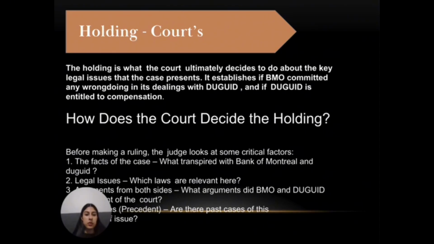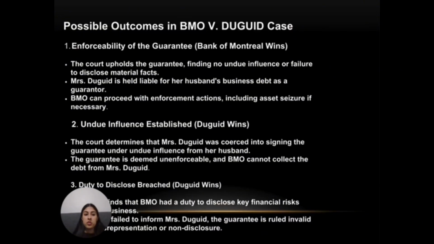The holding is what the court ultimately decides to do about the key legal issues that the case presents. It establishes if BMO committed any wrongdoing in its dealings with Duguid, and if Duguid is entitled to compensation. How does the court decide the holding? Before making a ruling, the judge looks at some critical factors. First, the facts of the case, and second, the legal issues. Third, arguments from both sides, and the last one is past cases, precedents, and the possible outcomes in the BMO versus Duguid case.